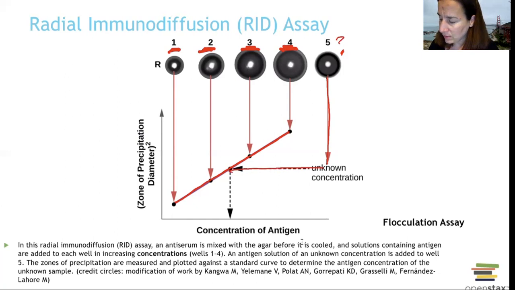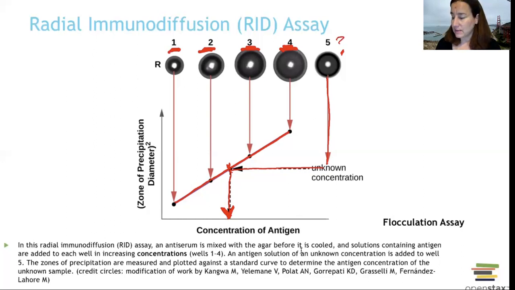And so when we look at its zone versus the other zones, it falls somewhere in between 2 and 3. So it's somewhere in this zone right here on its concentration level of the antigens. That's what we're trying to figure out with our radial, because it's circular, immunodiffusion RID assay. So very helpful to determine concentration levels.